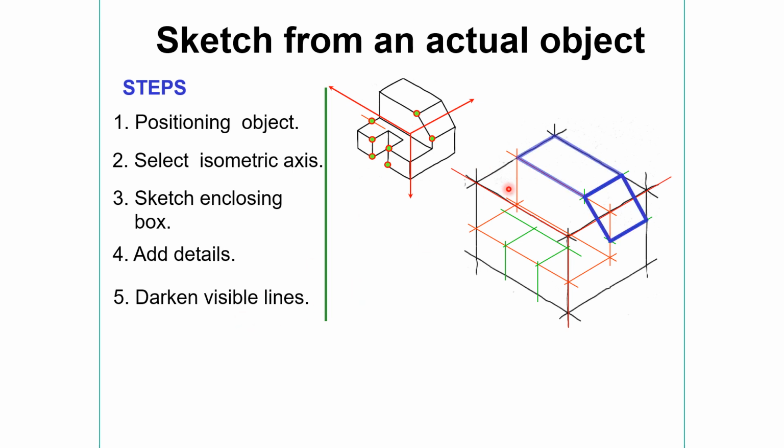Darken visible lines. Now I will darken all the visible lines one by one. Here, that is what is left. If anything is left, you will darken it at the end. So that's how you draw 3D objects.